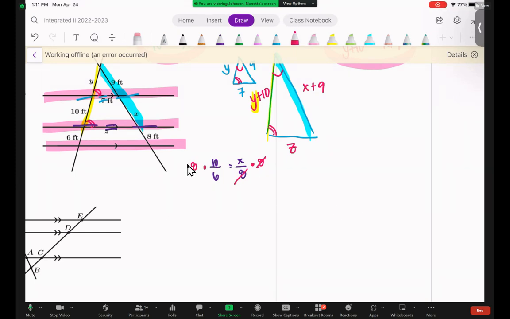Right? I'd multiply by 6. Very good. So here I'm going to multiply by 6 on both sides. Right? And so now you can see these 6 divided by 6 is 1. So what do you have left? 8 times 10, which is 80. And x times 6, which is 6x.